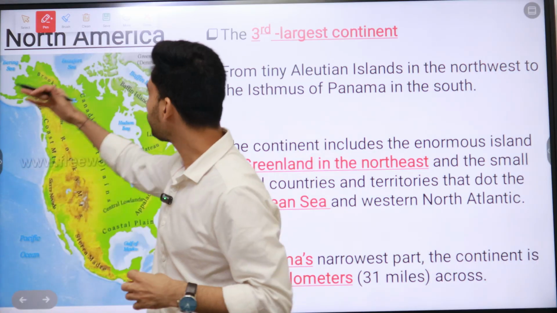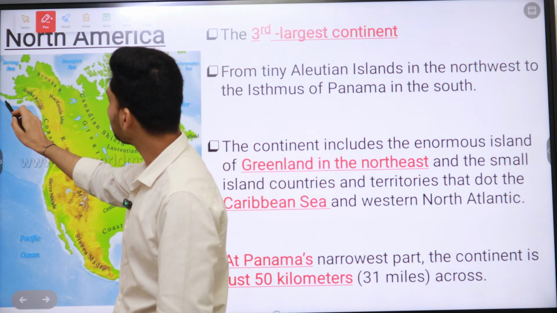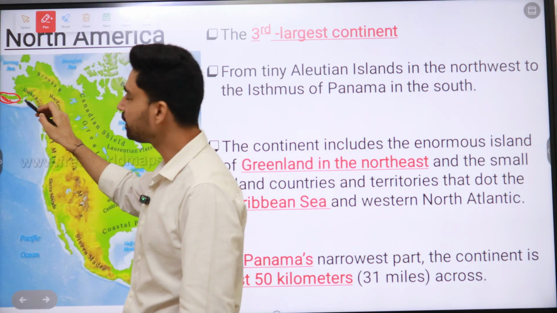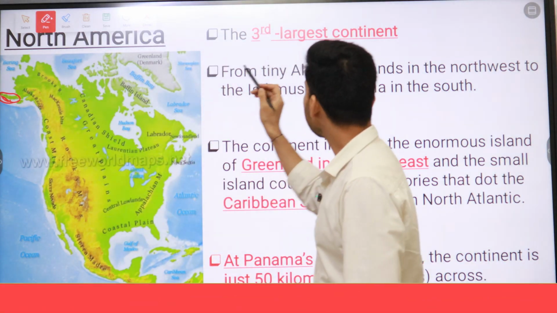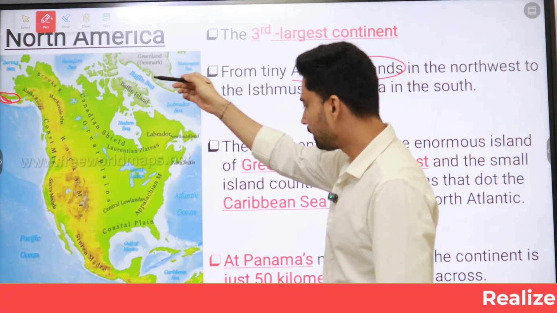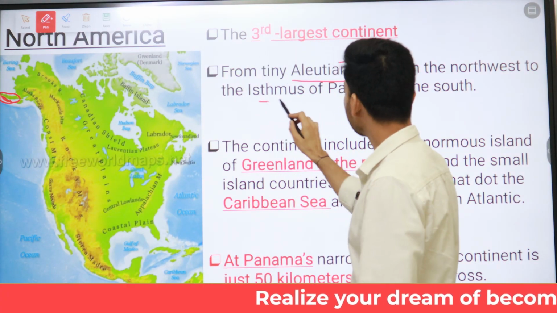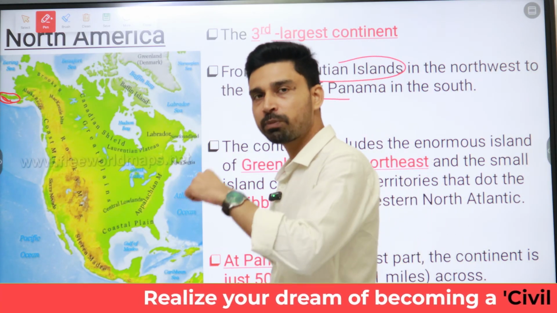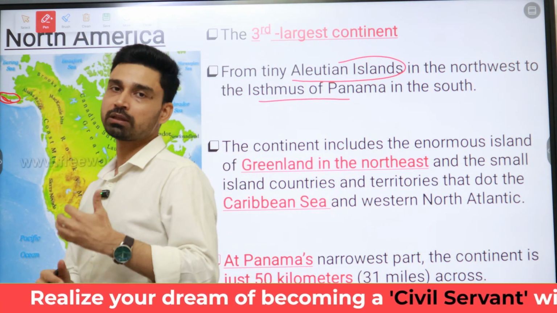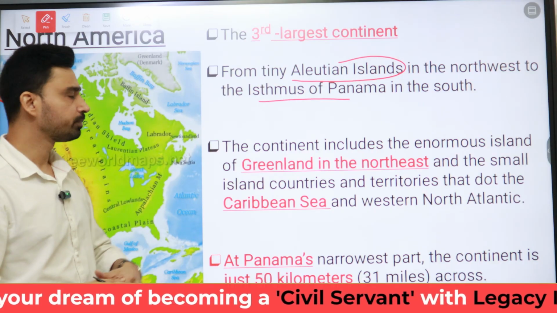If you look at the stretch of North America, it is stretched all the way from here. You can see the group of islands, which is a volcanic island. These are referred as Aleutian Islands. And then further, if you come to the south, it extends all the way up to the Isthmus of Panama, which basically connects or joins North America with South America as such.